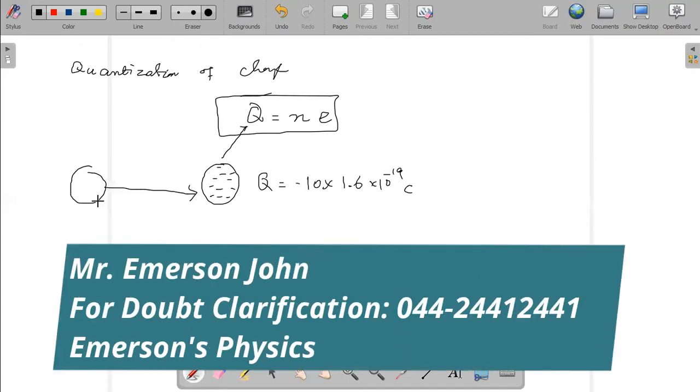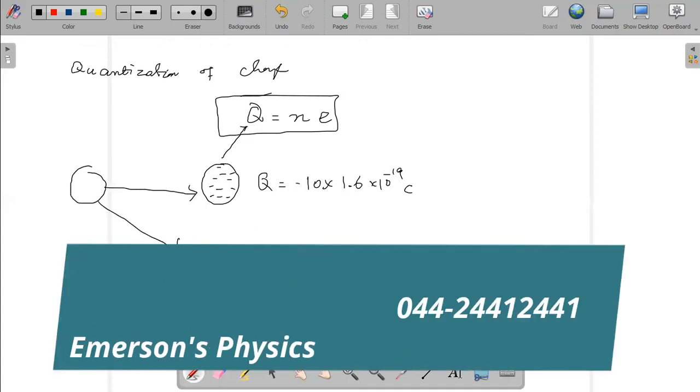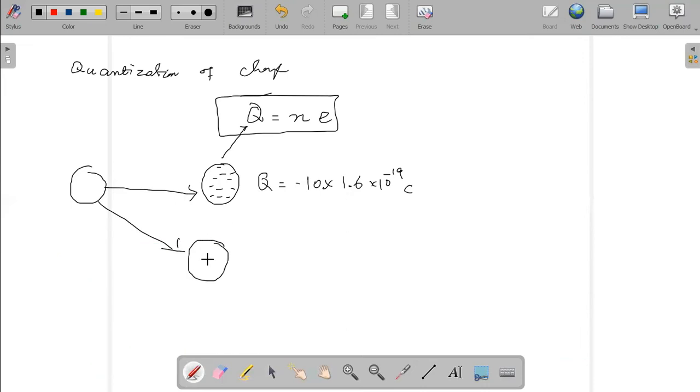Now I'm going to remove 10 electrons from the same body. As you remove electrons, it becomes positively charged. So what is the total charge of the body? The same thing, plus 10 into 1.6 into 10 to the power of minus 19 coulomb. The magnitude is the same: 1.6 into 10 to the power of minus 18 coulomb. This one was minus, and this is plus 1.6 into 10 to the power of minus 18 coulomb.